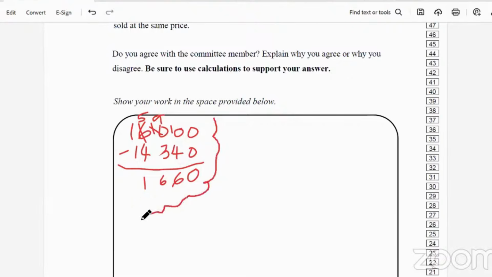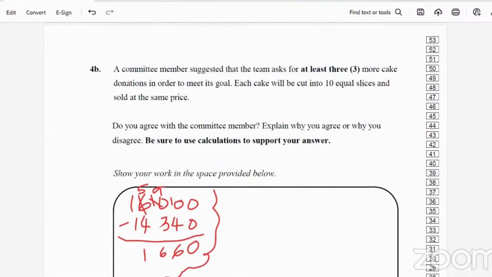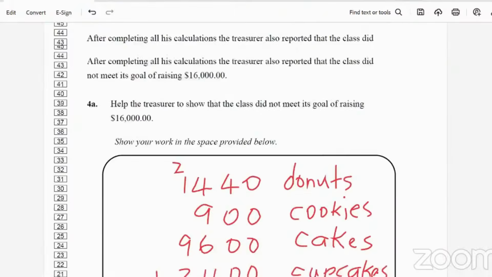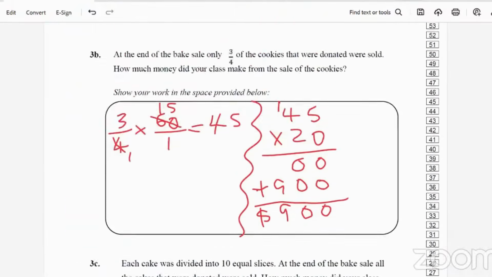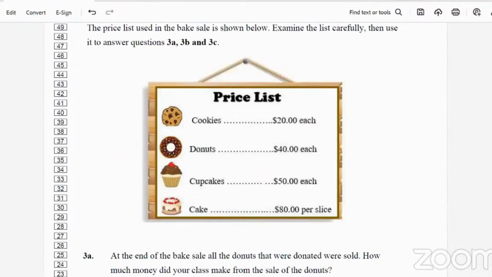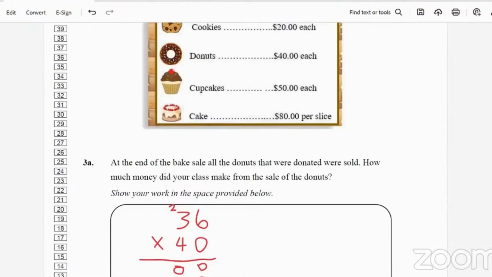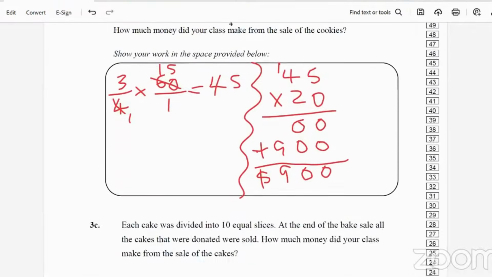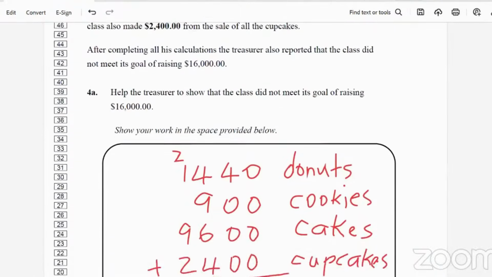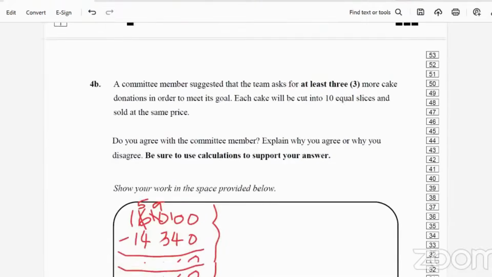So what the committee members suggested, this is just for our information here, but they want to see all the workings, so you could have it there, no problem. The committee member suggested that the team ask for at least 3 more cake donations in order to meet its goal. Each cake will be cut into 10 equal slices and sold at the same price. What was the price of the cakes? If you remember, it was $80 per slice. Let's go back to that quickly. We always have to double check to make sure, guys. So the cake was sold at $80 per slice. Remember they cut each cake into 10 slices. So all that information is important to note.